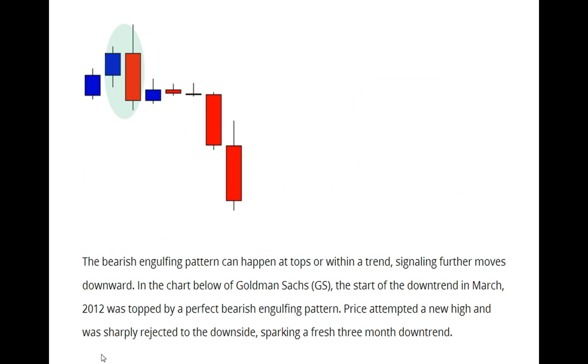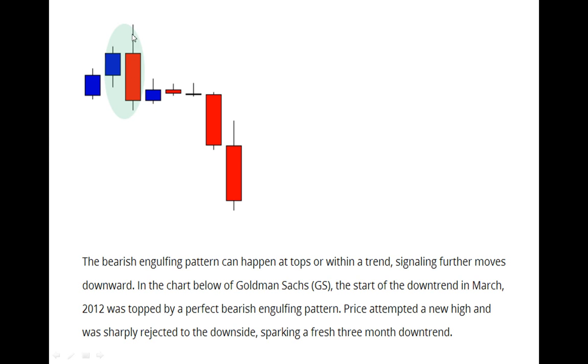Let's look at an example. Now this is a bearish candle. It opened high and closed lower. And then it engulfs the previous day's candle. So this is a bearish candle engulfing the previous day's candle. That means we have a bearish engulfing candle pattern here, and then you can see how that plays out in our favor.